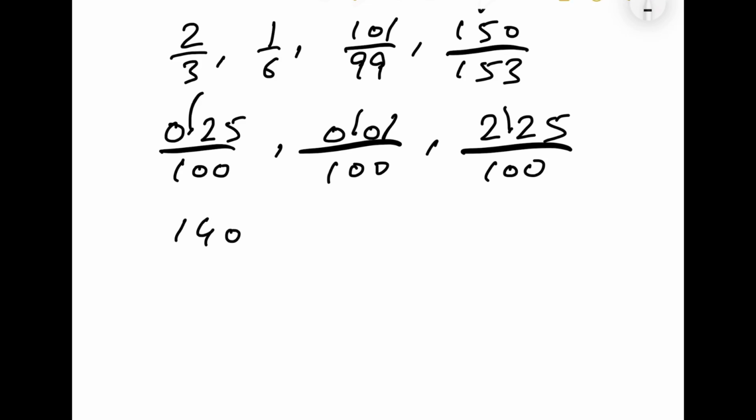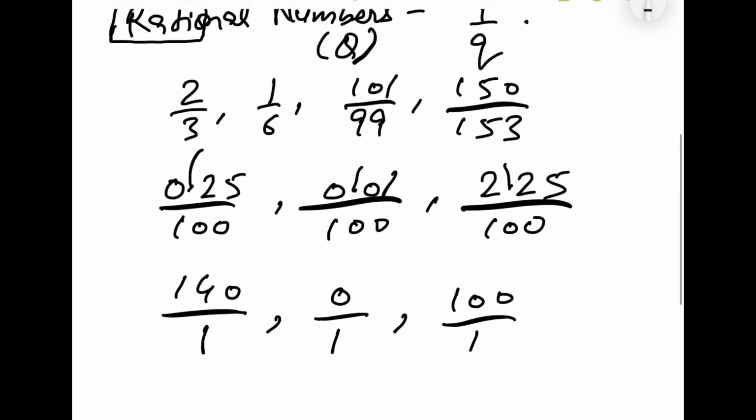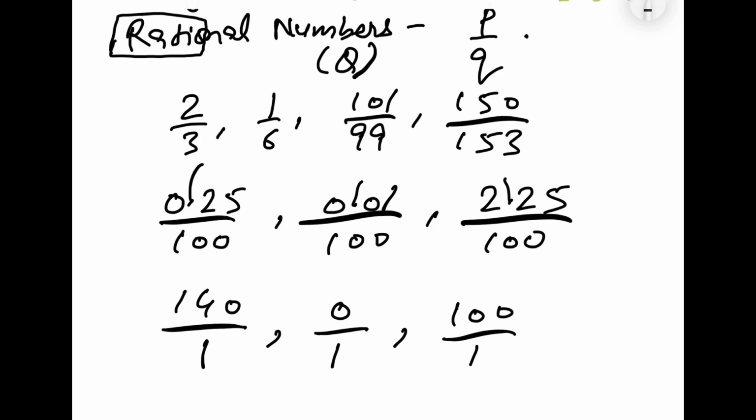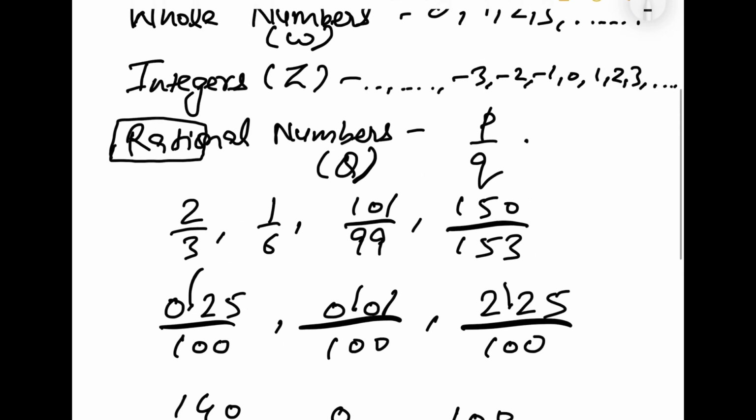Is 140 a rational number? Yes, it is a rational number. Why? Because there is a 1 in its denominator. So it is also in the form of P upon Q. Is 0 a rational number? Yes. Why? 1 is in its denominator. Like this, is 100 a rational number? Yes, because 1 is in its denominator. So we can say that a rational number is in the form of P upon Q. It can be written in numerator and denominator form, or in decimal form, or as a whole number.